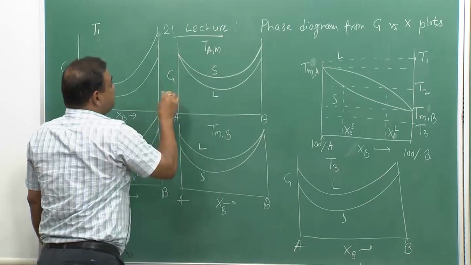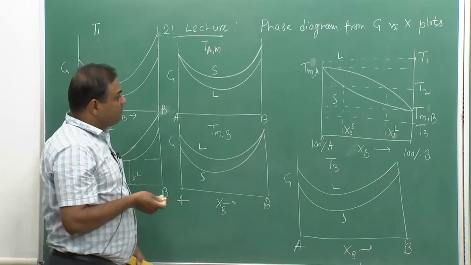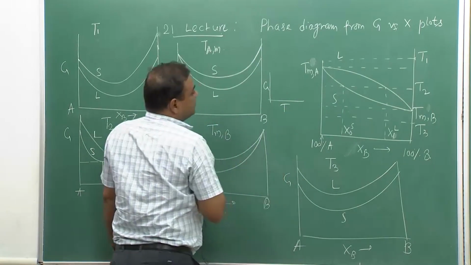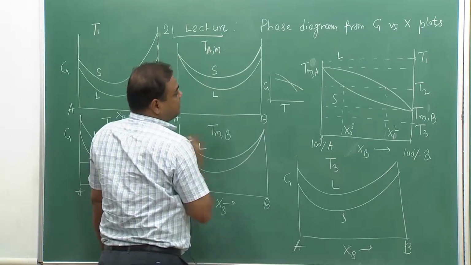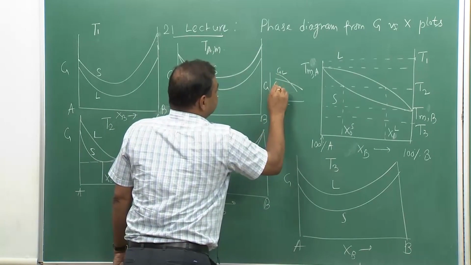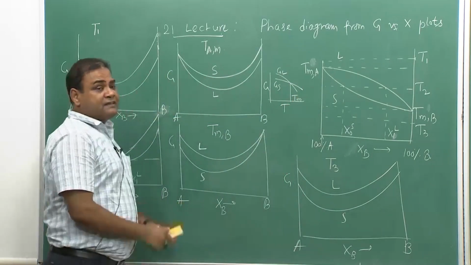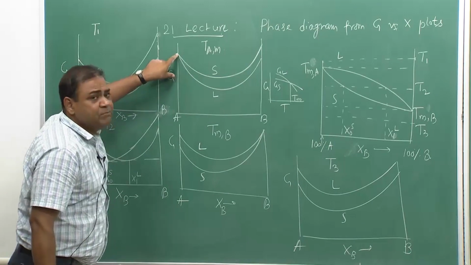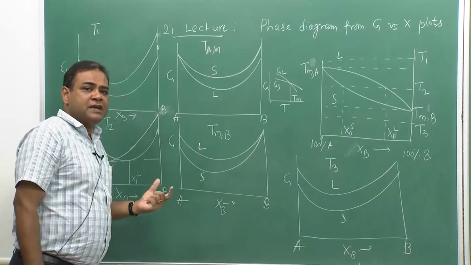So at this point both the phases have the same free energy. As we have seen before, for a single-component system, this is the graph we have seen: this is G liquid, this is G solid, and this is my Tm, which is the melting point. Similar thing happens here. Both the phases have the same free energy at this point, that means the free energy difference is 0.